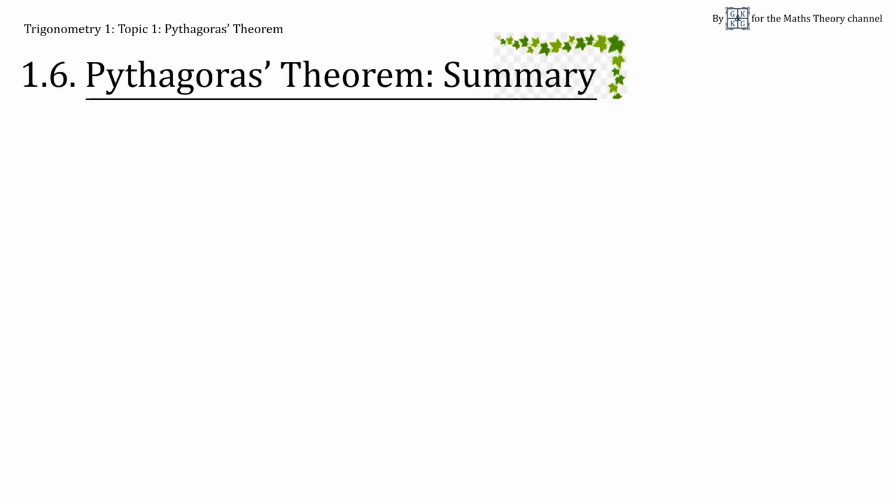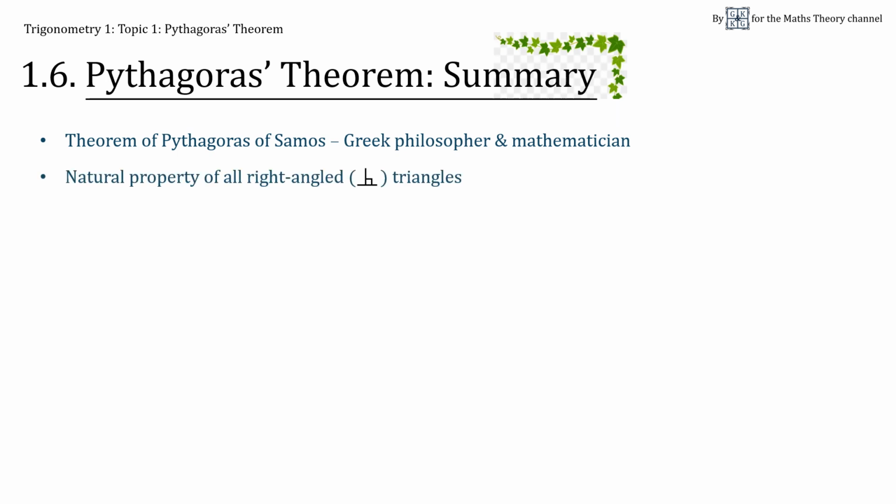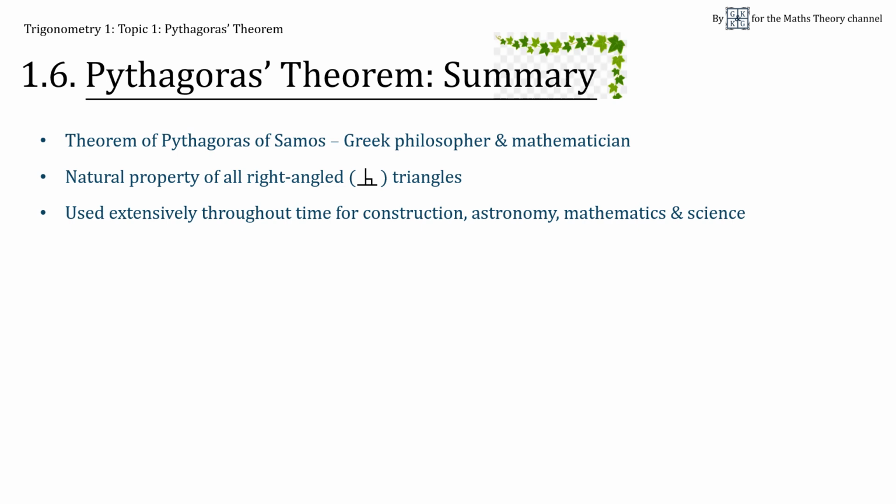So to sum up, we know that Pythagoras' theorem is named after the Greek philosopher Pythagoras of Samos, who was also a mathematician. It is a natural property of right-angled triangles and is used extensively throughout time for construction, astronomy, mathematics, and science in general, wherever verticality or a 90-degree angle needs to be determined accurately.